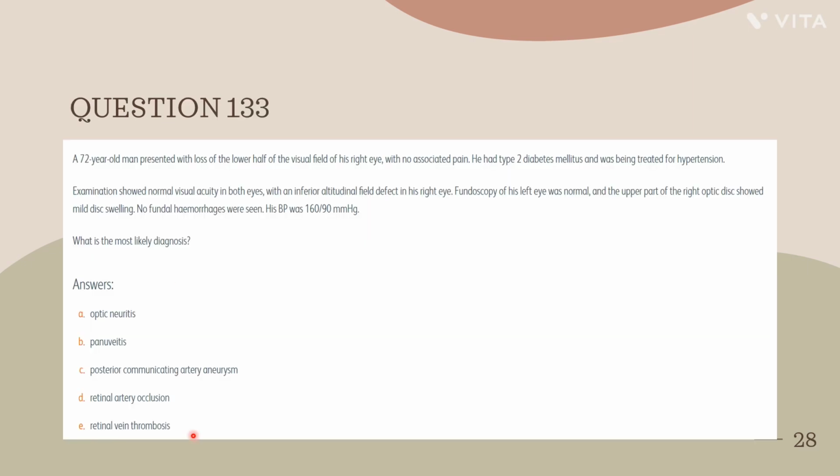Next question: a 72-year-old man presented with loss of lower half of visual field in his right eye with no associated pain. He had type 2 diabetes and was treated for hypertension. Examination showed normal visual acuity with an inferior altitudinal field defect. Fundoscopy of his left eye was normal, and the upper part of right optic disc showed mild disc swelling. No flame hemorrhages were seen. His BP was 160/90. What is the most likely diagnosis?